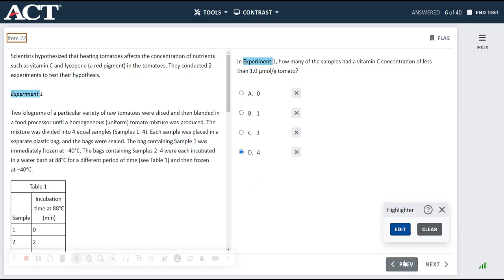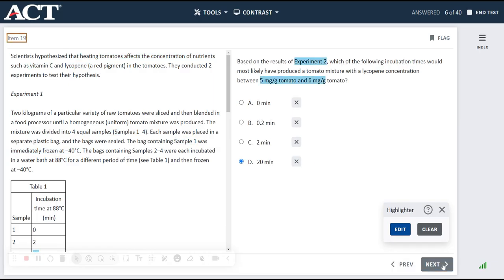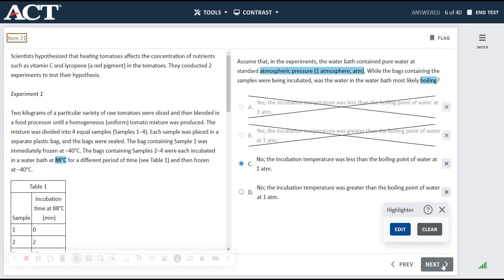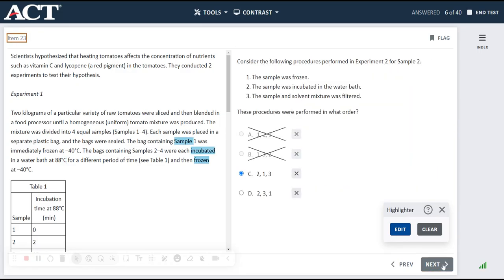All right, that's the last question. Let's review our answers. 18 is A, 19 is D, 20 is A, 21 is C, 22 is D, and 23 is C. And I double checked these answers, so those are all correct.